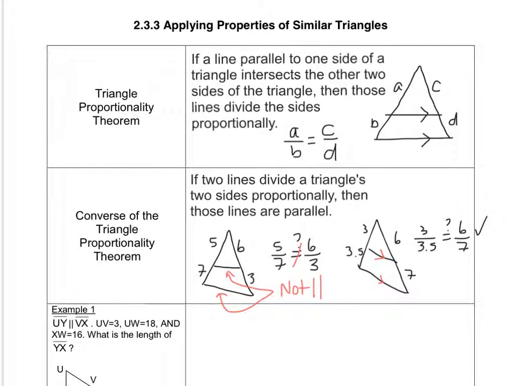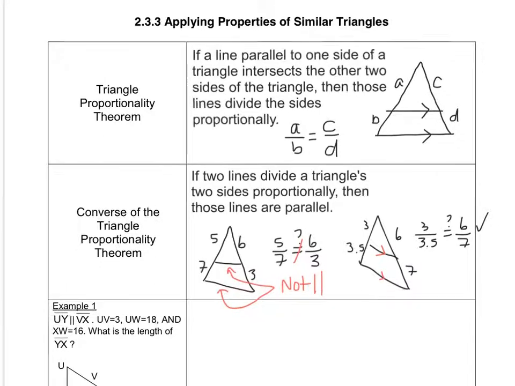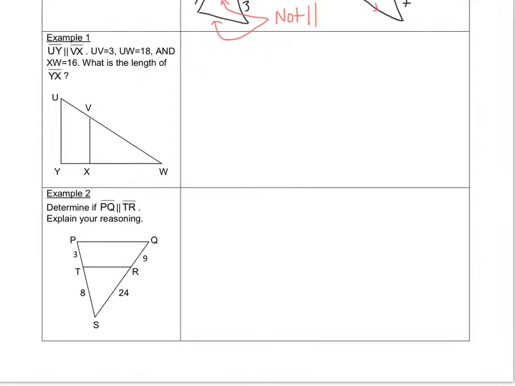So what we're going to do today is we're going to be using the triangle proportionality theorem and its converse to talk about and find the missing sides of a triangle or to show that two lines are parallel. Let's give this a try. So for example 1, let's go ahead and read it together. It says, suppose line UY is parallel to line VX. UY is parallel to VX.